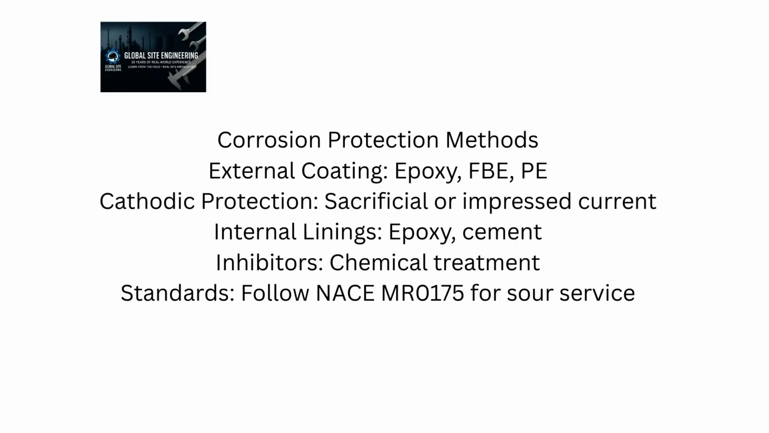Corrosion protection is critical. We use external coatings like epoxy or polyethylene. Cathodic protection, either sacrificial anodes or impressed current systems, helps prevent electrochemical corrosion. Inside the pipe, we may apply epoxy linings or chemical inhibitors. And for sour service, we always refer to NACE MR175 standards to ensure material compatibility.